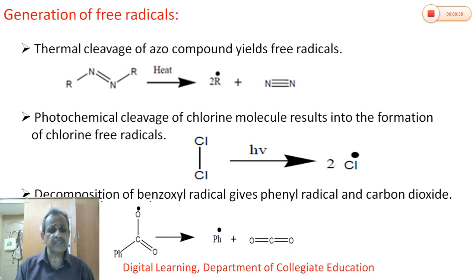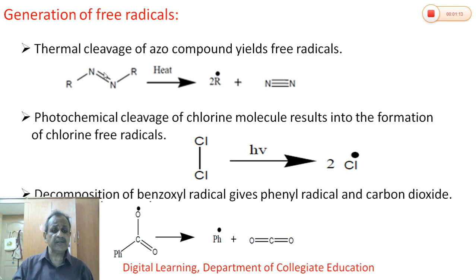When the molecule is exposed to sunlight or heated to high temperature, homolytic bond cleavage takes place and a free radical is generated as an intermediate. Now let us take a few examples of reactions in which free radicals are generated. If you consider the azo compound, R-N=N-R, azo compounds on thermal cleavage give free radicals.